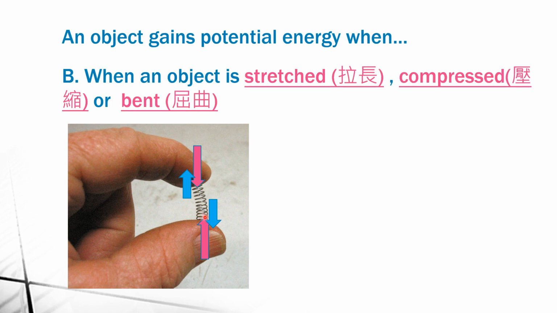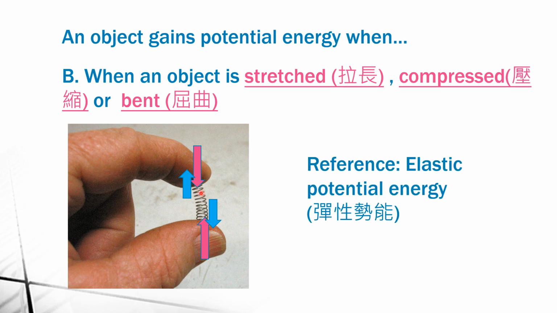This is the second case, when some objects are being stretched or compressed, 拉長, 壓縮, or even in some cases bent, they store some energy inside. If you release it, then it will return to its original position. 你一放手彈弓會彈翻開嘅係咪？ Now this case, I give you a reference, is not requiring Form 1, but is called elastic potential energy.